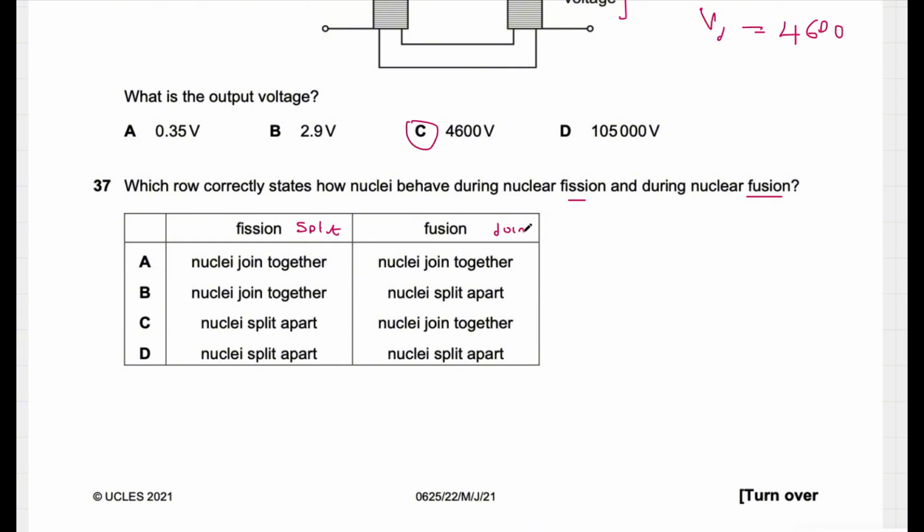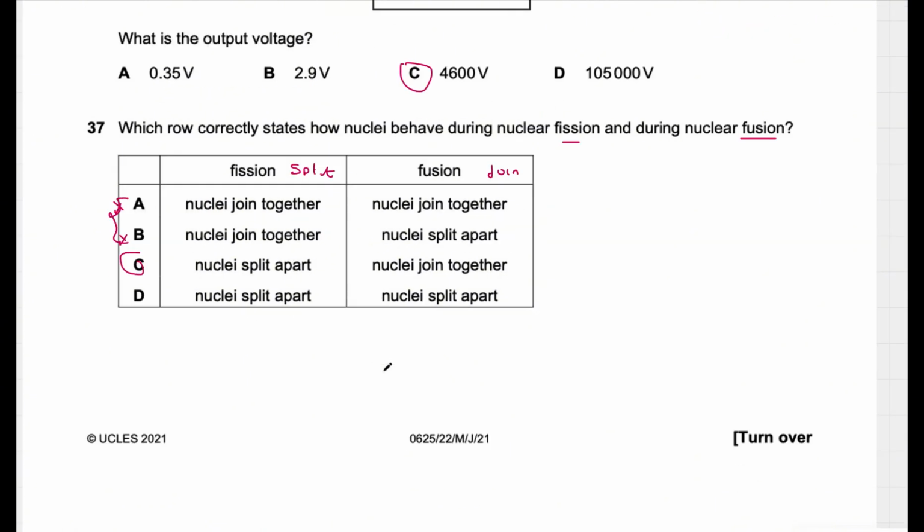Question 37, A says nuclei join together. No, fission is split, it's not joining. So anything with join in fission, A and these two, is already out of place. So we choose the answer from here. Nuclei split. So we see which one corresponds. Nuclei join together, nuclei split is C, right? Because here is joining. I already put join here, you can see. So the answer is C. We move to 38.